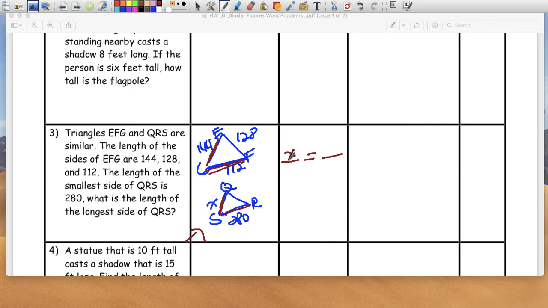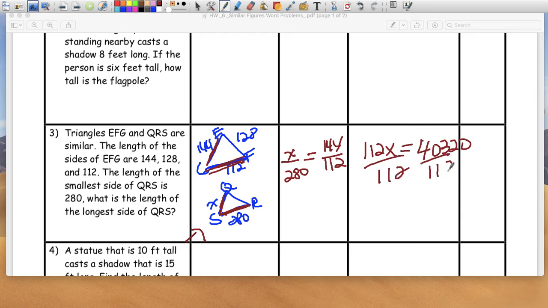On this one, we get x over 280. This x corresponds to the 144 on the other triangle, and the 280, the base here, corresponds to 112. Cross multiply, and we get 112x equals 280 times 144, which gives us 40,320. We divide both sides by 112, and x equals 360. The missing side, this side right here, is 360.